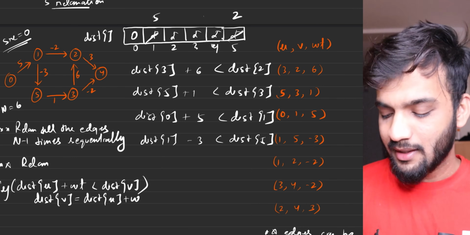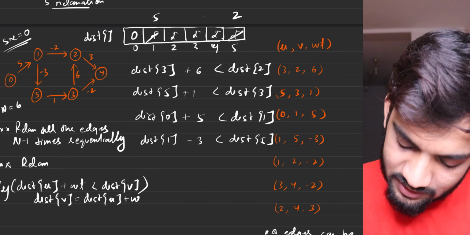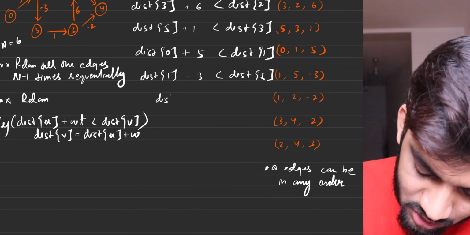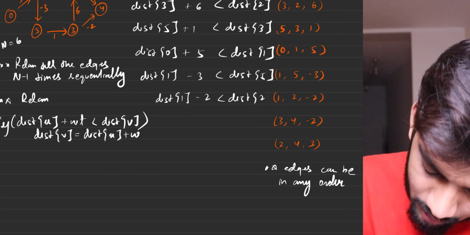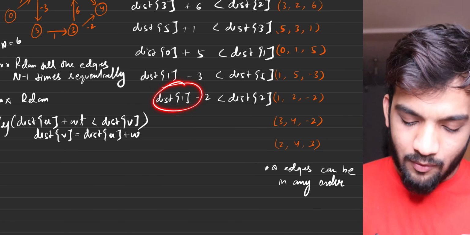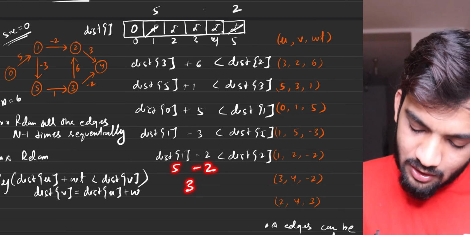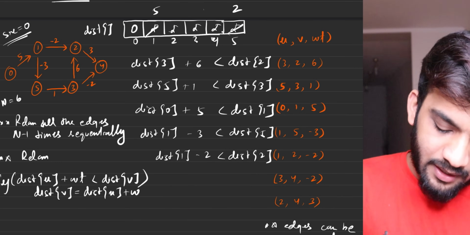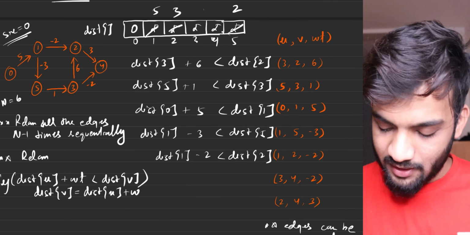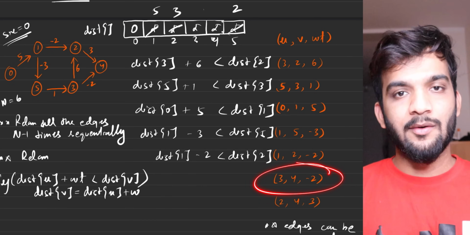Next is this one. Let's quickly relax this as well. You can write distance of 1 minus 2 lesser than distance of 2. Again, what is distance of 1? If you carefully see, it's nothing but 5. 5 minus 2 is 3, which is lesser than infinity. So you get 3. So go and update this to 3. Perfect. Done. Next, you will go across and do this particular iteration.